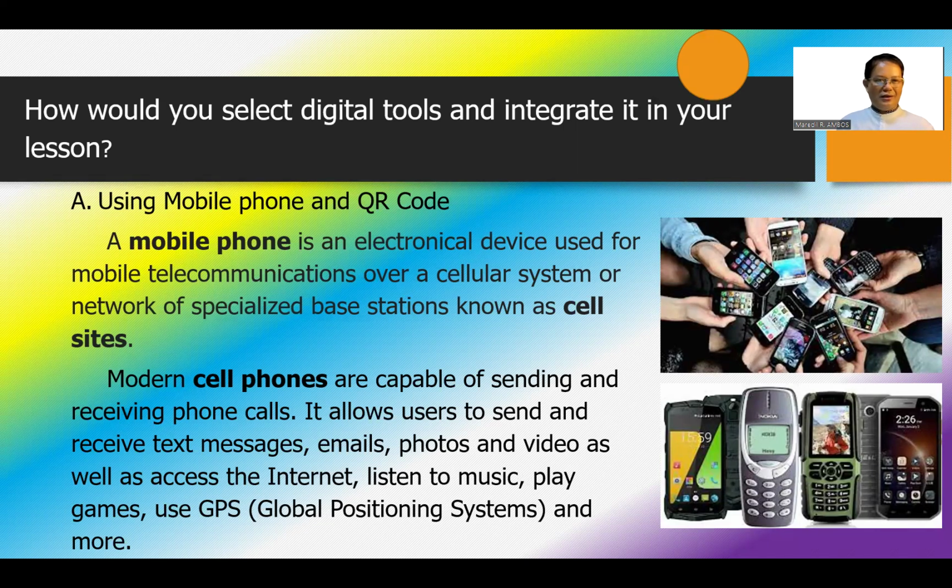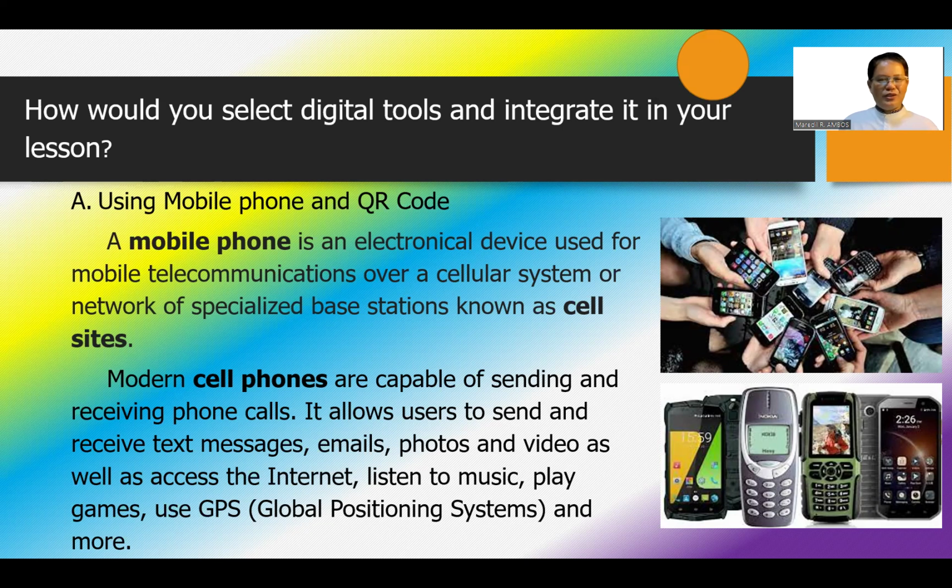And talking about the mobile phone or the cell phone, it's an electronic device used for mobile telecommunications over a cellular system or network, using specialized base stations known as cell sites. So there are places where you can see the cell sites wherein the signal is good, but however, some places don't have cell sites.